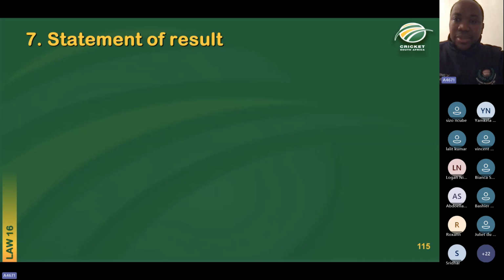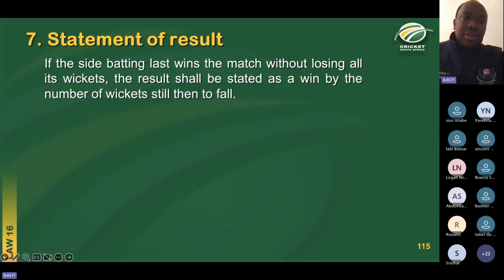How do we state a result? If the side batting last wins the match without losing all of its wickets, the result shall be stated as a win by the number of wickets still then to fall. So in the video that we watched, I think England needed 206 runs to win. They finished on 205 for 6 wickets down. If they had reached 206 runs with 6 wickets down, they would have won the match by 4 wickets.